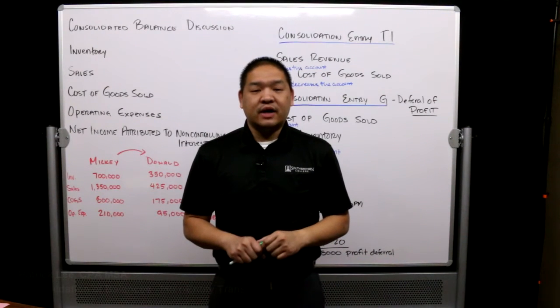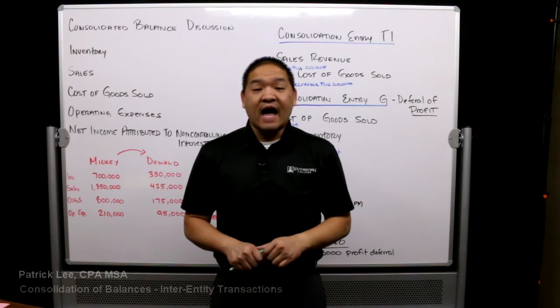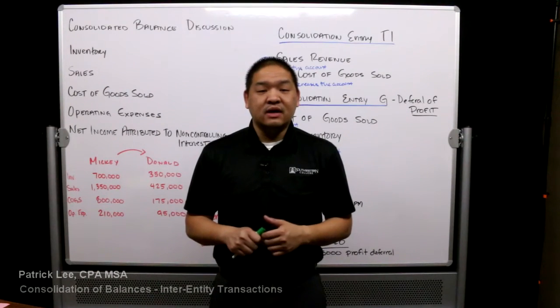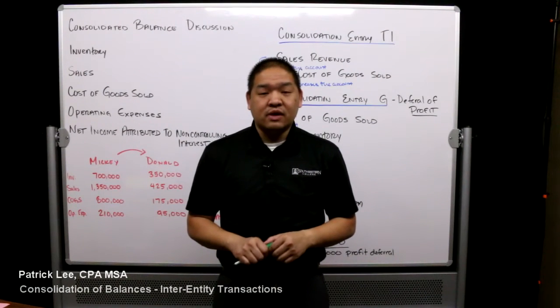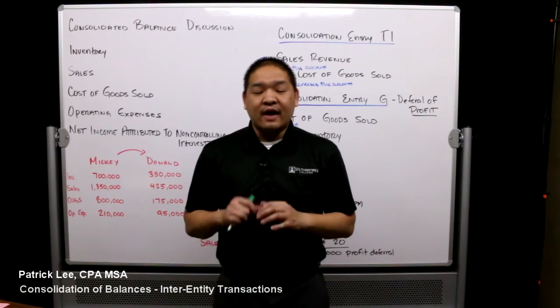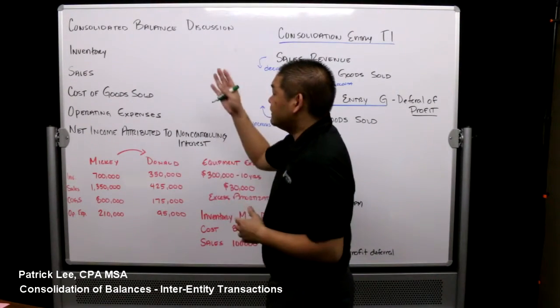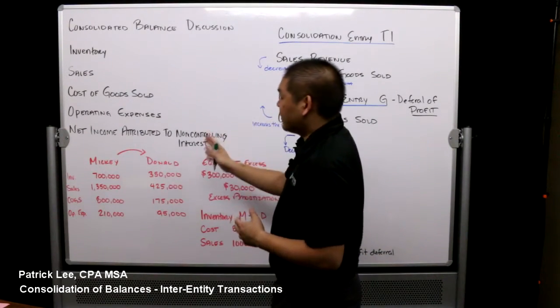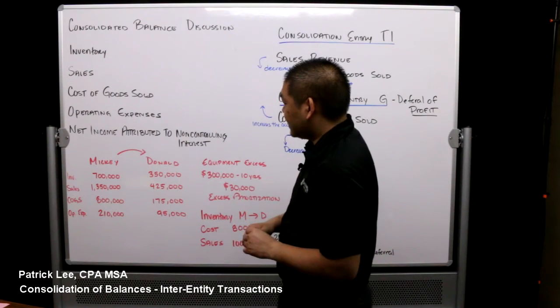All right, in this video we're going to go over some of the things you already learned for inter-entity transactions, and then we're going to talk about some of the things you're going to go through in completing your homework assignment for this week. So in particular, what we're talking about is consolidation of inventory, sales, cost of goods sold, operating expenses, and part of your homework is going to ask you to calculate net income attributed to non-controlling interest.